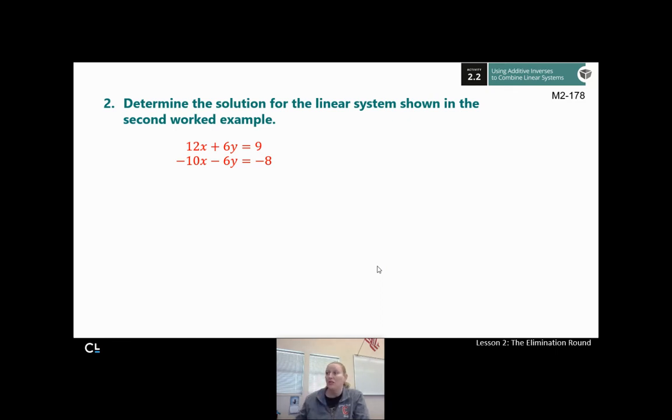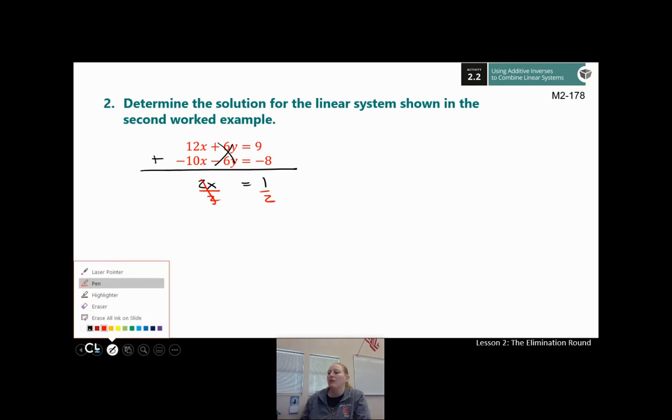All right, did you add your equations together? I did. So 12x minus 10x is 2x. 6y minus 6y, well, that's gone, which is why we did it. And then, of course, 9 minus 8 is 1. We do need to finish this off, so let's go ahead and divide both sides by 2. Look how fast this was. We get x equals 1/2.